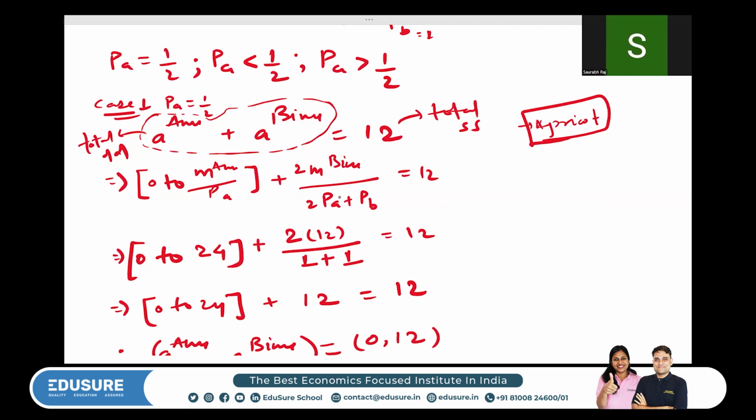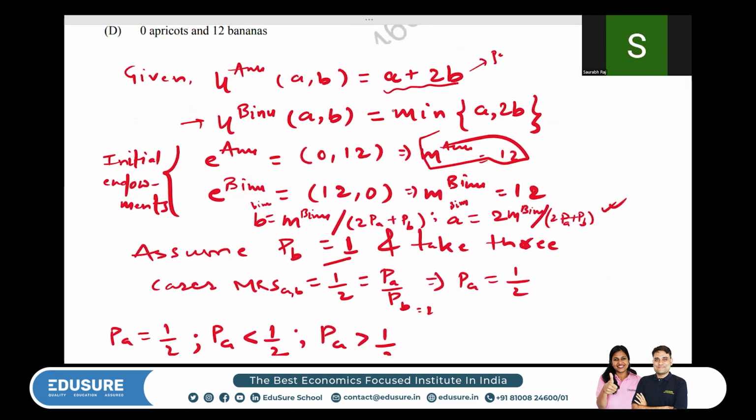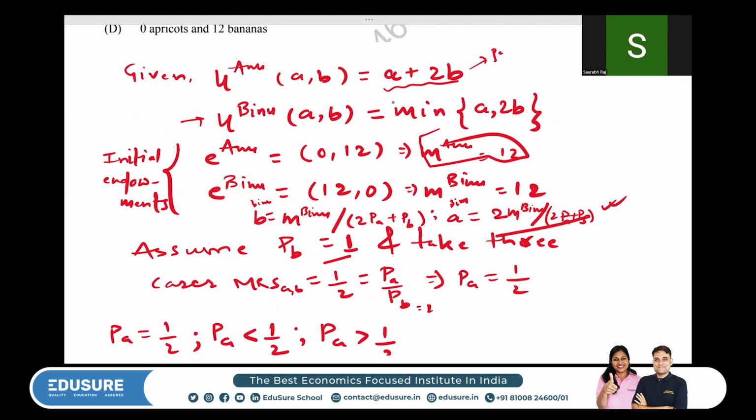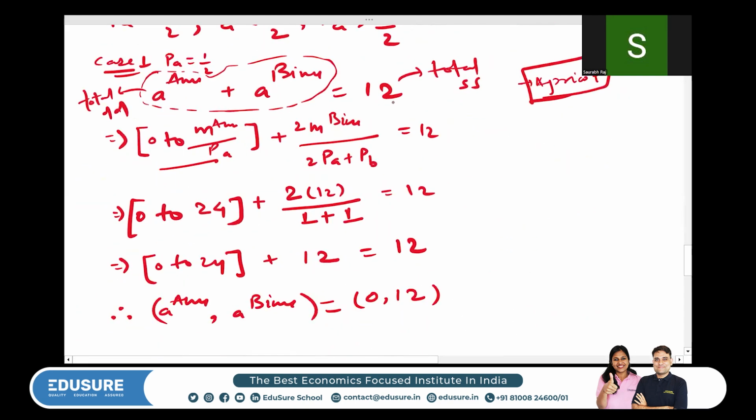Now we will figure out the demand for apricot in the case of Anu. We all know that if the utility function is perfect substitute, then the optimality condition will be 0 to M of Anu upon the price of apricot. And we have previously figured out A of Binu, the optimal amount of apricot for Binu, using this formula. This will be calculated as 12, and if you put in the values, it will be 0 to 24.